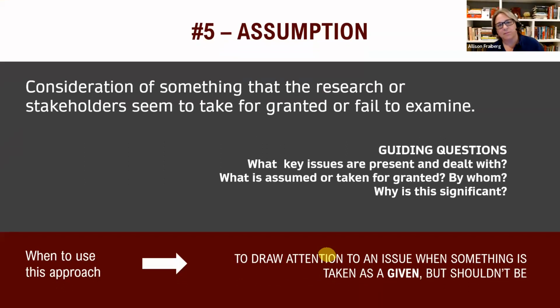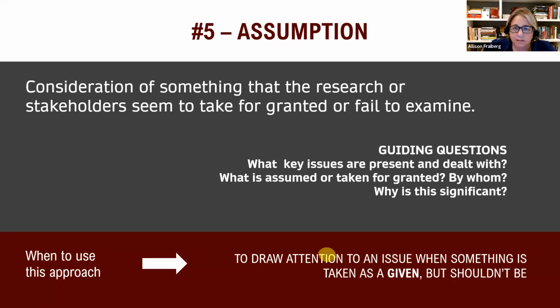Now, sometimes it's not about people leaving out stuff. Sometimes it's about people assuming or taking for granted something that ought not to be. And that's critical approach number 5. Again, multiple voices, and you're trying to listen to those voices, listen to the debates, listen to the research, listen to the conversation, and notice that everyone's assuming something. And I'll give you an example on this one.